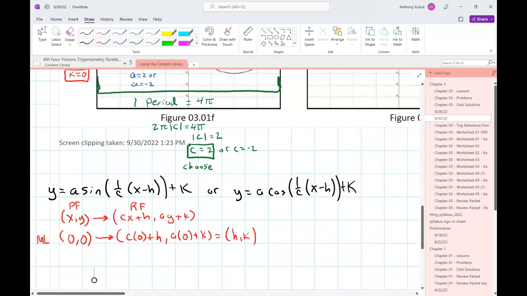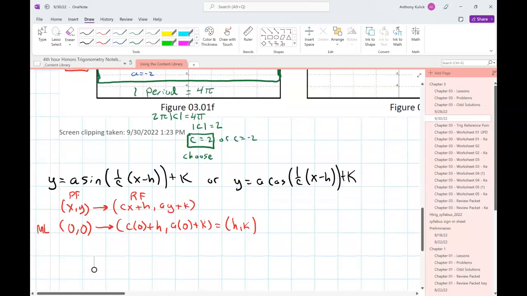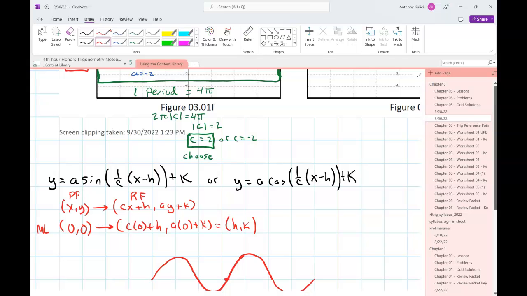Now, there are actually two types of midline points. If you think about the graph of sine, if I had picked this midline point, it has a minimum before it and a maximum afterwards. But this midline point has a maximum before and a minimum after. Do you guys see how there's two different kinds of midline points?